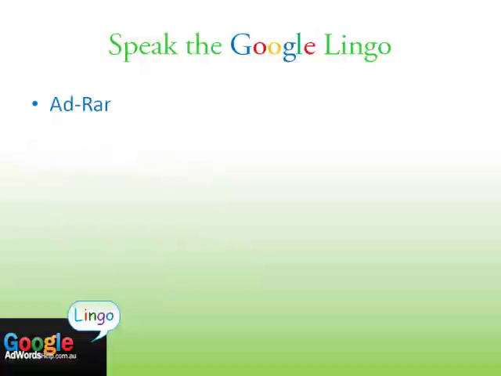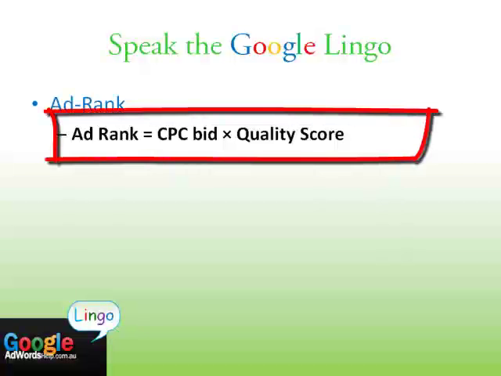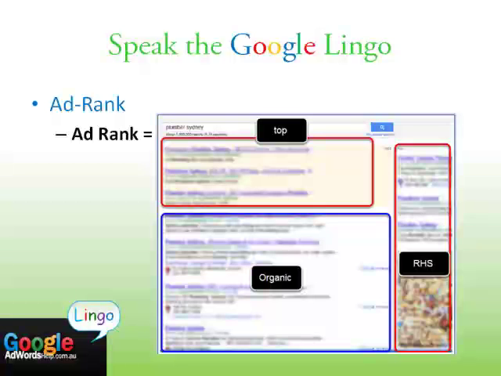Each time a searcher types in your keyword, Google conducts an auction, so it does it millions of times per day. The ad rank determines where your ad will be shown. It's calculated by multiplying your bid by the quality score, and so the winner is allocated rank 1 and gets position 1. Rank 2 gets position 2, and so forth.